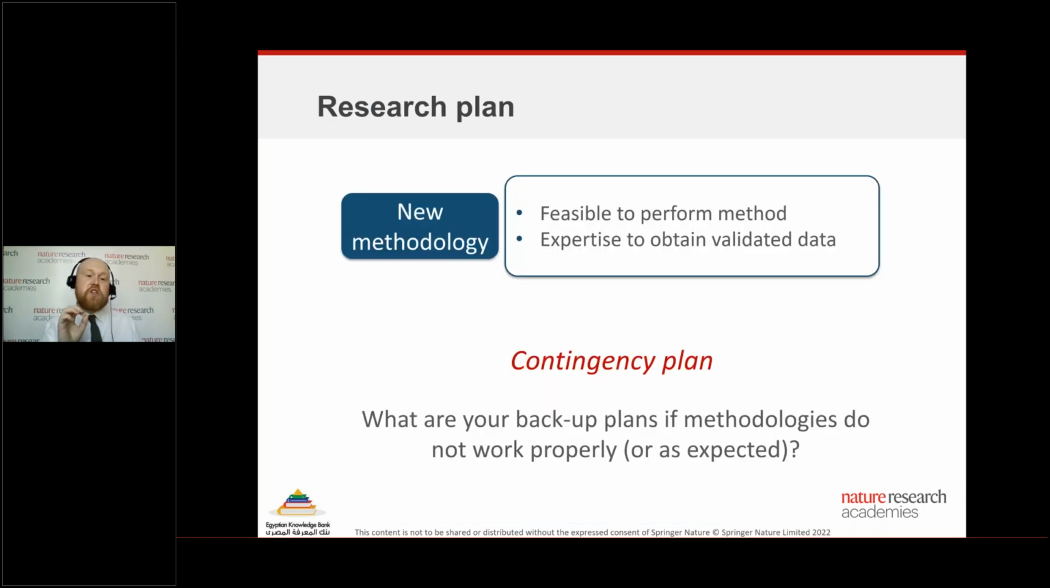So if we're going to be using new methodology within our proposal, we need to assure the reviewer that the method is going to be feasible, okay? That you have the expertise to obtain the validated data. But because this is a new methodology, there is an element of risk. Therefore, it can be useful in your proposal to have a contingency plan. What are your backup plans if methodologies do not work properly, or perhaps as expected?